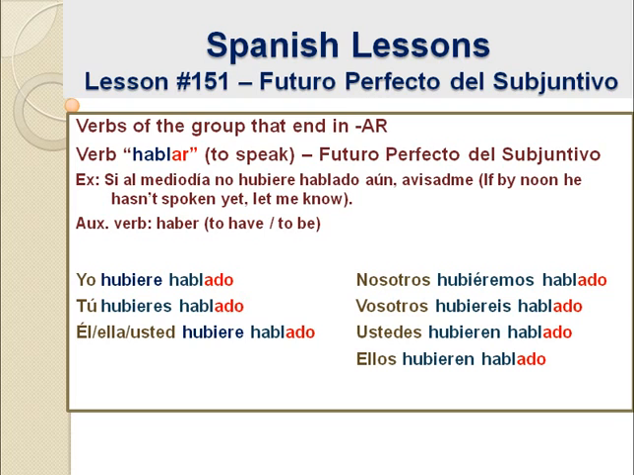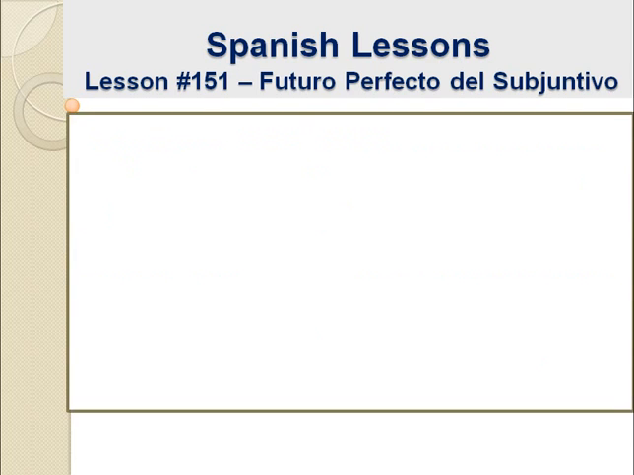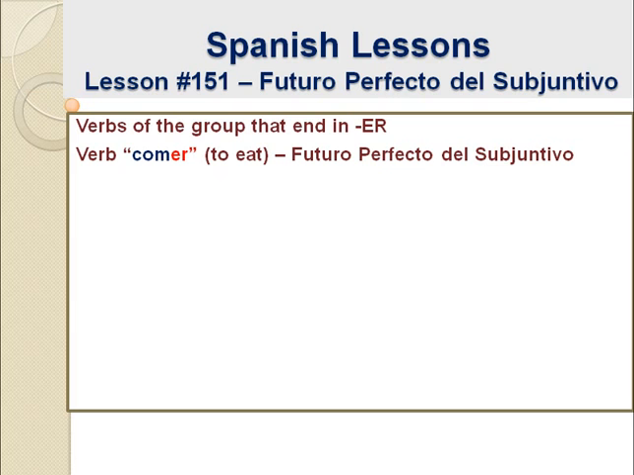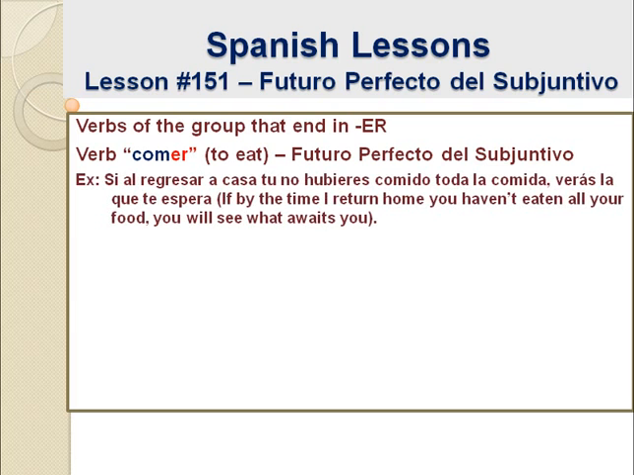Okay? So you can take any other verb from the first group of verbs and you just replace the root of that verb with the root of the verb hablar, and then you have the conjugation of any verb you want, okay? Now let's look at the second group of verbs, the verbs that end in er. Example, comer or to eat. So let's see this example.